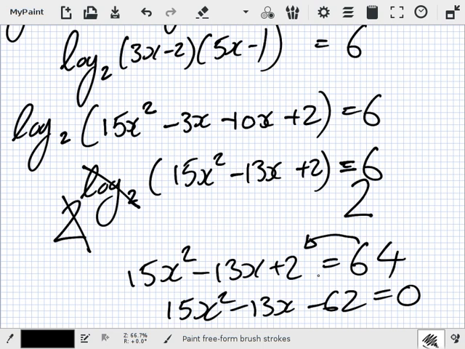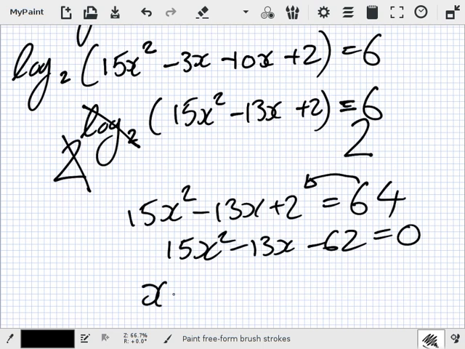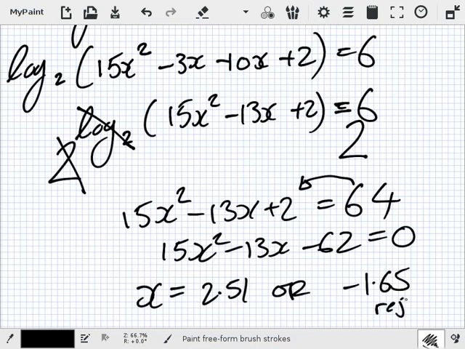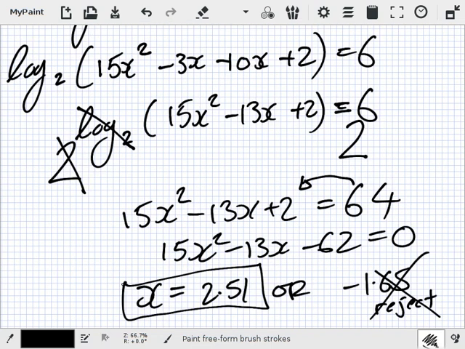You're checking this with the quadratic formula, Mariam? Yeah, so what do we get for x here? We get 2.51 or minus 1.65. Okay, now what did we say at the beginning? X should be bigger than 2/3. So, which answer do we keep, which do we reject? Well, you reject the negative. Yeah. So this is the answer. X is equal to 2.51. Yeah.